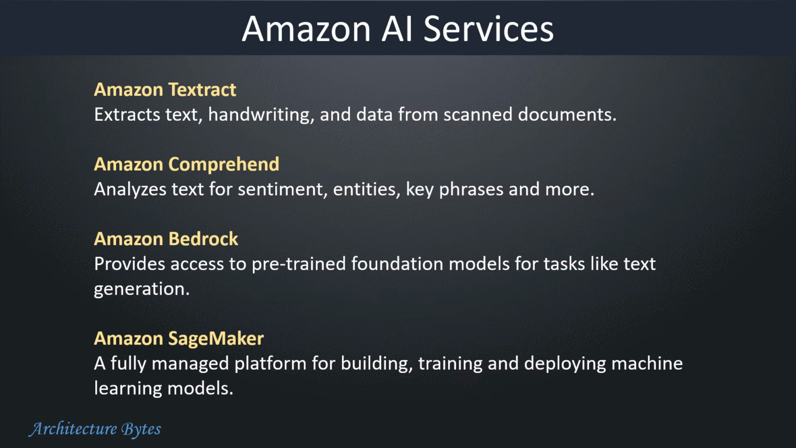Amazon Textract extracts text, handwriting, and data from scanned documents. Amazon Comprehend analyzes text for sentiment, entities, key phrases, and more. Amazon Bedrock provides access to pre-trained foundation models for tasks like text generation. Amazon SageMaker is a fully managed platform for building, training, and deploying machine learning models.